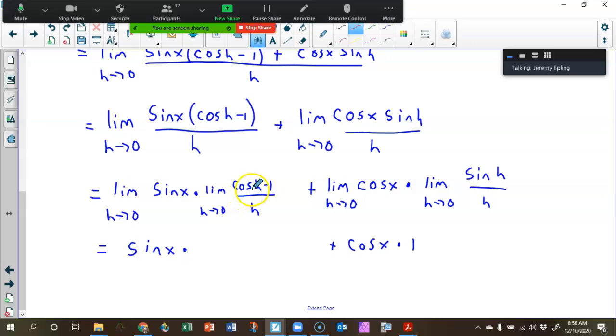Now, in this little piece, I don't know what that limit is. And I really wanted sines in the problem, so I'm going to multiply by a conjugate. I'm going to multiply by cosine of h plus 1 over cosine of h plus 1. And so that gives me the limit as h approaches 0 of cosine squared h minus 1 divided by h times the cosine of h plus 1.